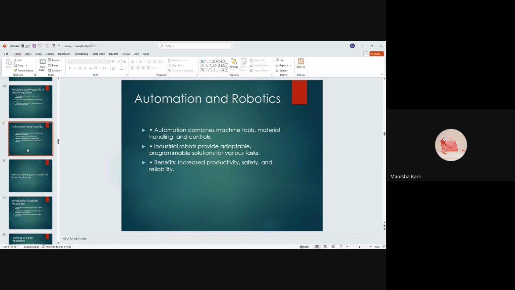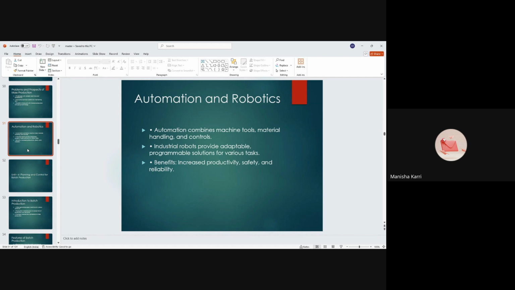Next one is the benefits of automation and robots. The first one is increased productivity. Generally, machines and robots can work faster and for longer periods without breakdowns, increasing the number of products made in less time, right? So automatically it will increase the productivity. For example, you can take a factory with robots that can run 24/7, producing more items compared to a factory with manual workers who need rest.